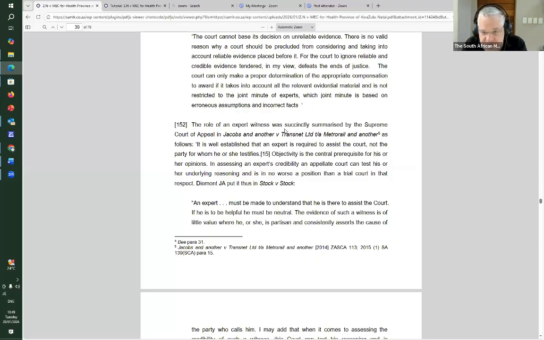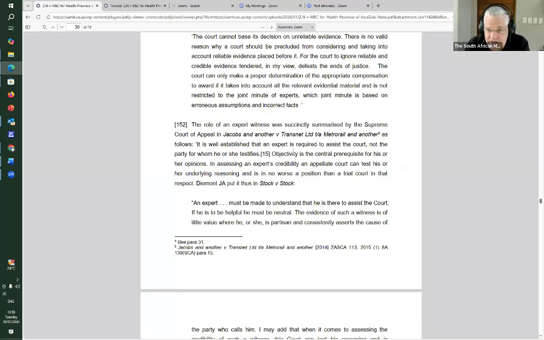Judge Hendricks, in her judgment, referred to the Supreme Court of Appeal decision. And for those that don't know, the Supreme Court of Appeal is the second highest court in the country. Only the Constitutional Court sits above that. So when the judge refers to the Supreme Court of Appeal, it has a particular resonance. This judgment has particular gravitas and particular importance.